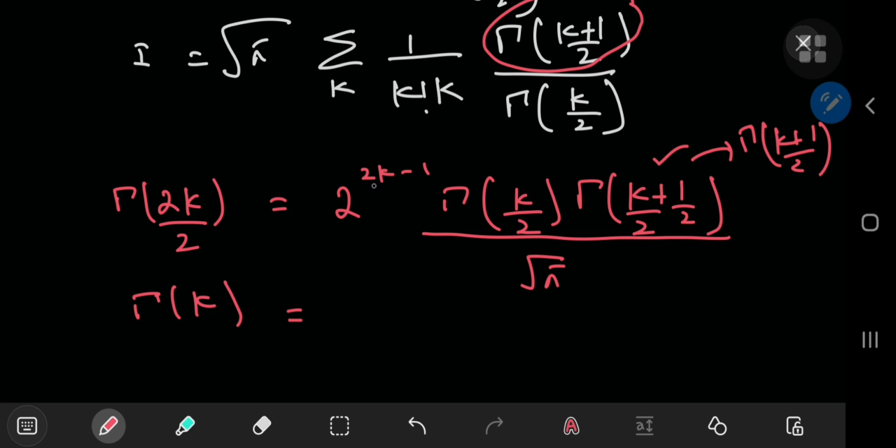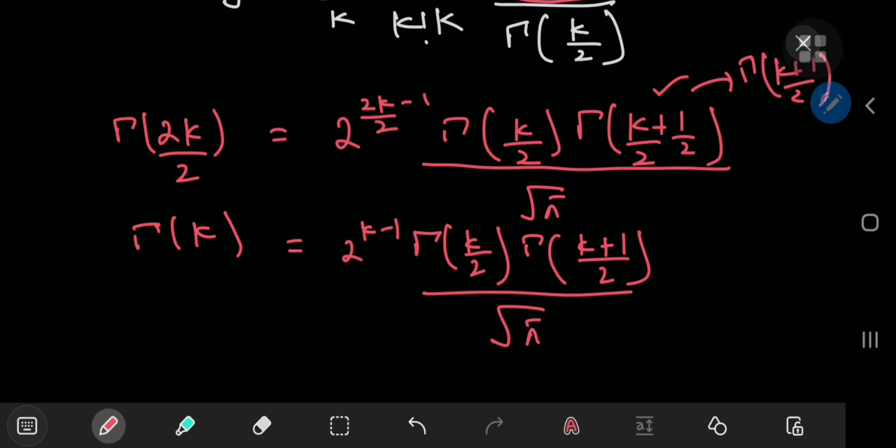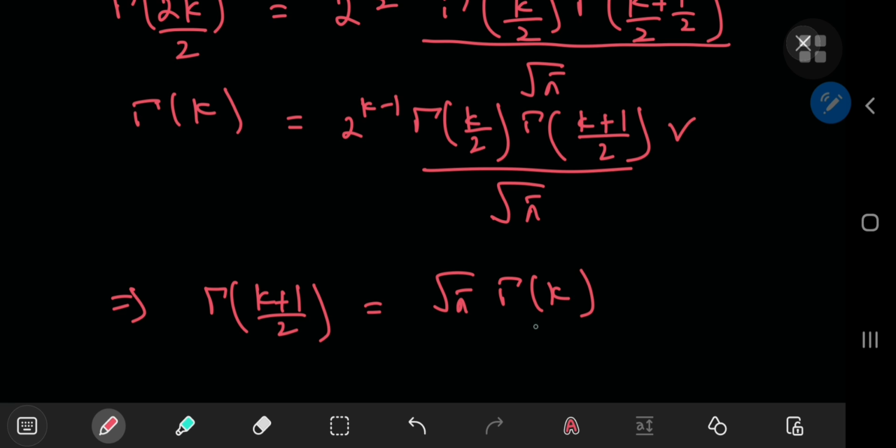So we have, I forgot to divide by 2 over here as well. So gamma k equals 2 to the k minus 1 times gamma k by 2 times gamma k plus 1 by 2 divided by the square root of pi. Now all of this implies that if I want to isolate this gamma k plus 1 by 2 term, all of this equals the square root of pi times gamma k divided by 2 to the k minus 1 times gamma k by 2, correct?